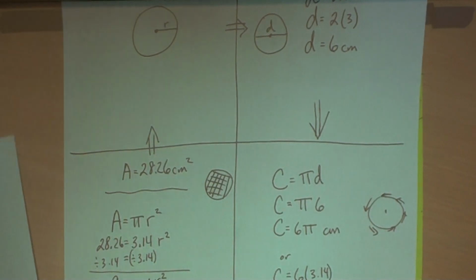All of these now can be found given any one of the others. That is our two-dimensional figure of a circle. In our next lesson, we will examine the cylinder.